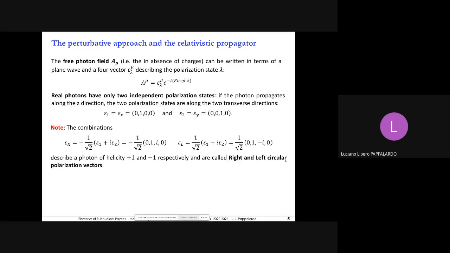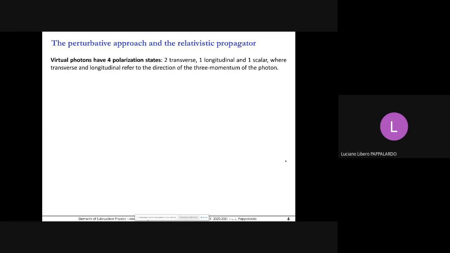Now, this was for real photons. Let's now see what happens for virtual photons. A virtual photon has instead 4 polarization states: the 2 transverse, the same as the real photons, but in addition also 1 longitudinal polarization state, along the direction of motion, and 1 scalar, meaning spin equals 0. So in total, there are 4 for a virtual photon.